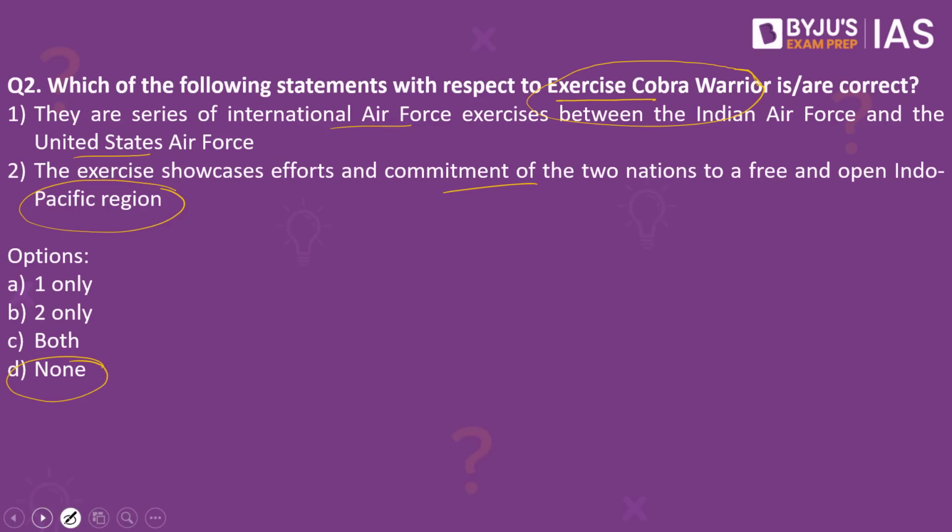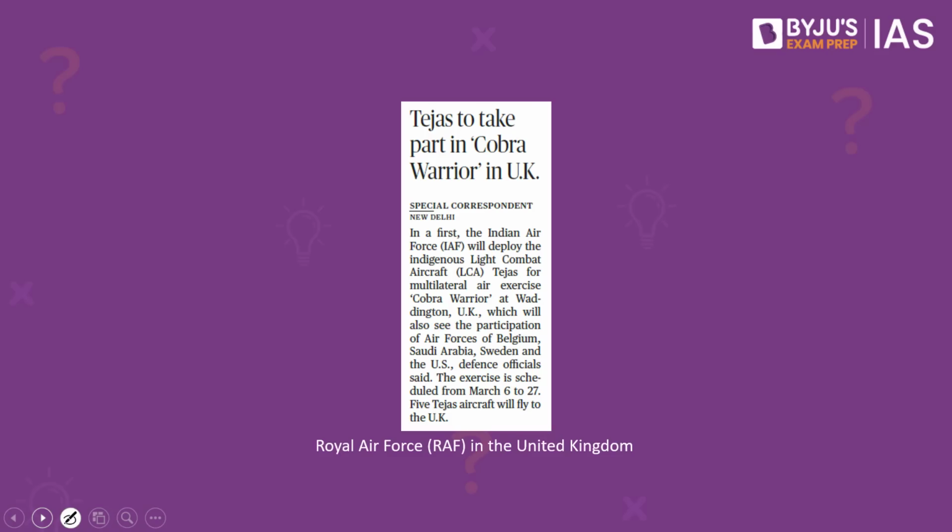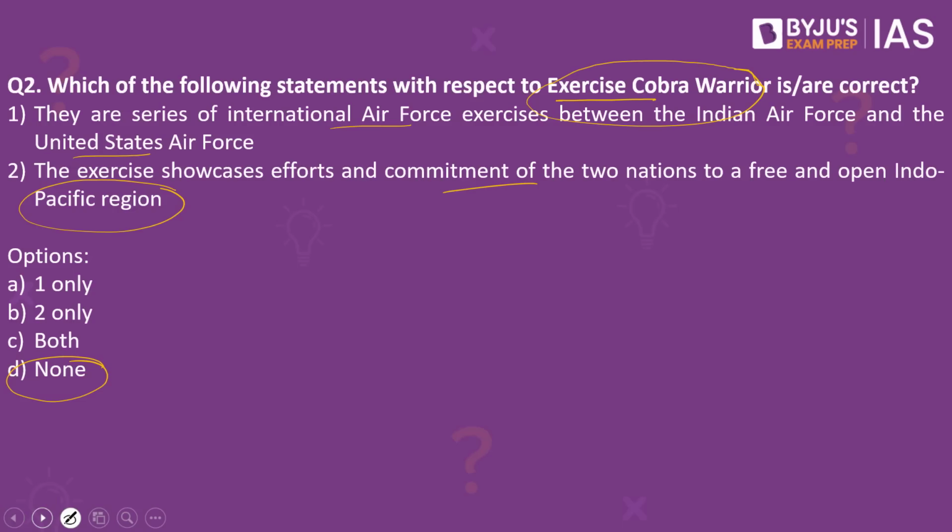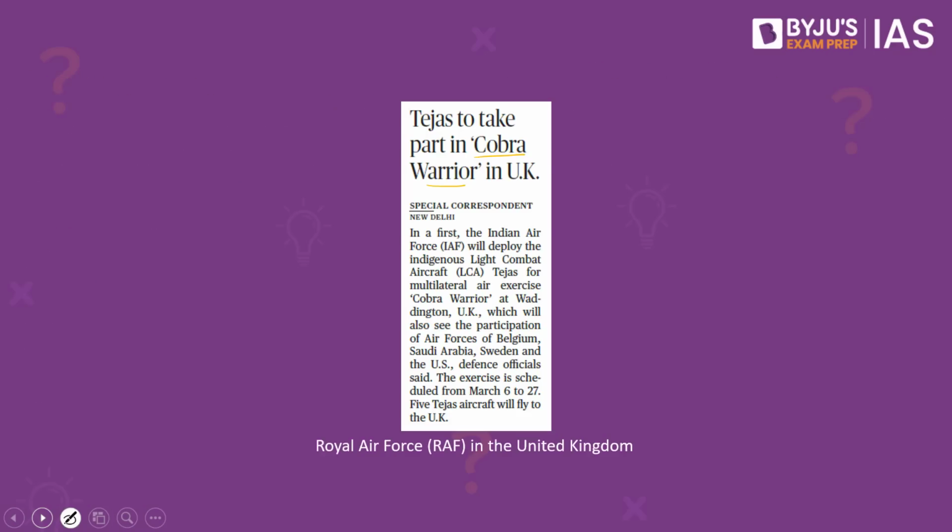Why have we taken this practice question? Because this article in The Hindu makes a reference to exercise Cobra Warrior. So when it comes to the Cobra Warrior, let us try and understand what these options are. The first option says there are a series of international Air Force exercises between the Indian Air Force and the United States Air Force. This is a wrong statement. Why? This happens to be an exercise which is one of the largest joint military exercises conducted by the Royal Air Force in the United Kingdom, which is why the first option is wrong.